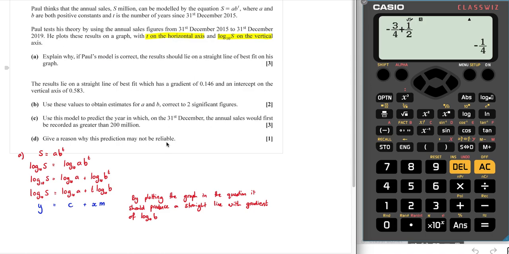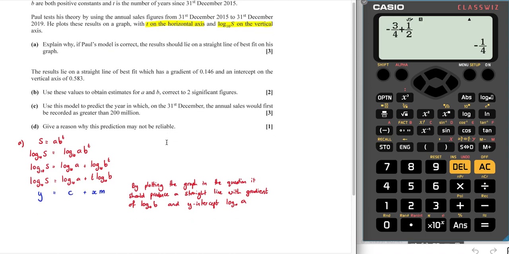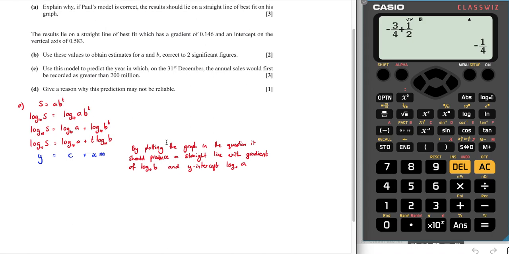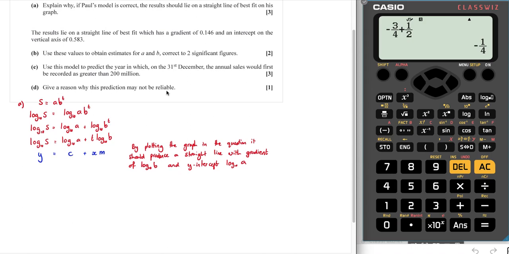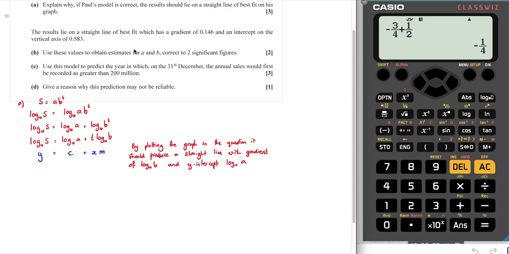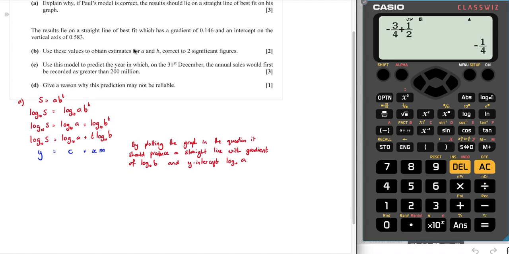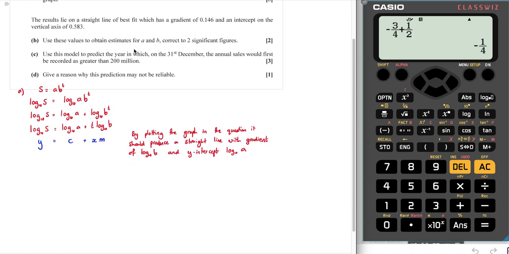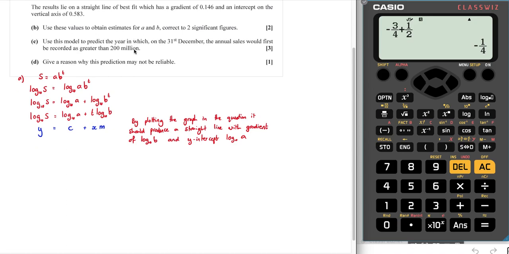That's log 10 of b, and the y-intercept is log 10 of a. And I think that's how I would explain it. The results give a straight line of best fit, which has a gradient of 0.146 and an intercept on the vertical axis of 0.583. So use these values to obtain estimates for A and B correct to two significant figures.